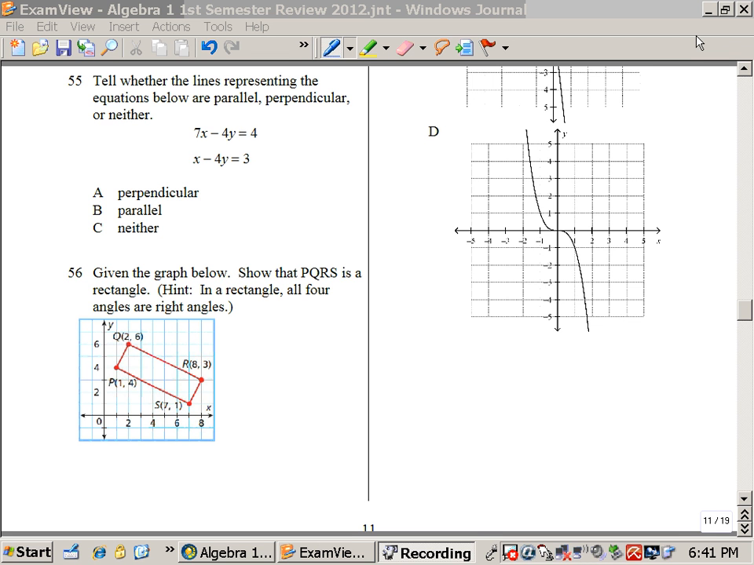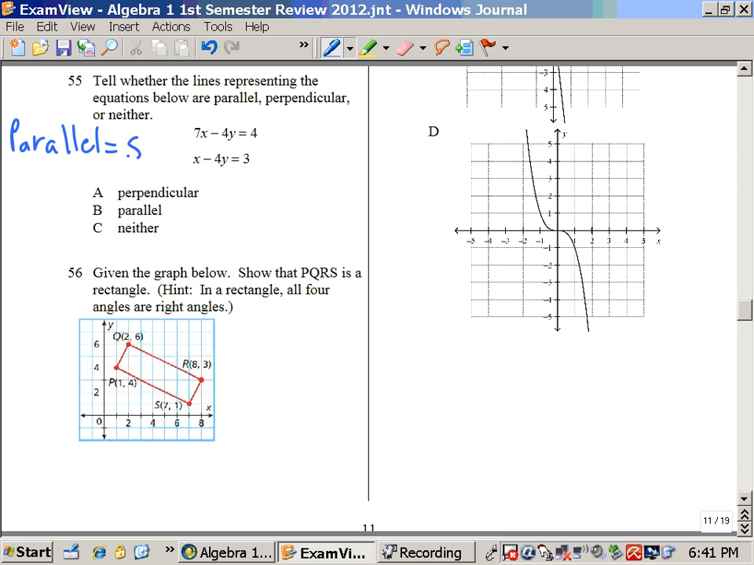Okay, on number 55, we have to tell if the lines are parallel, perpendicular, or neither. Parallel means that the slopes are going to be the same. No. Perpendicular is when they are opposite reciprocals. Okay, so what we're going to have to do is find the slopes of these lines. I'm going to take the first problem and try to find the slope.